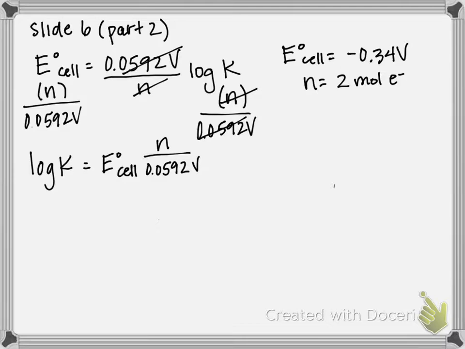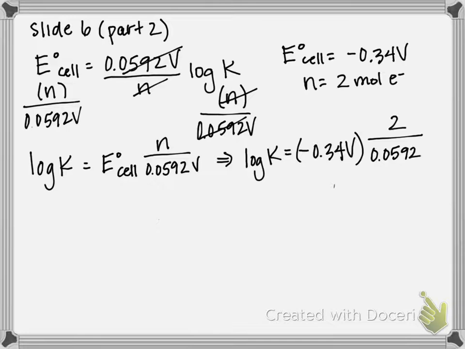Log K is equal to negative 0.34 volts times 2 over 0.0592 volts. Our volts are going to cancel, which is good because we want our K to be unitless. And if we multiply all that together, we get that log K is equal to negative 11.486. So we're not quite done with this problem yet.